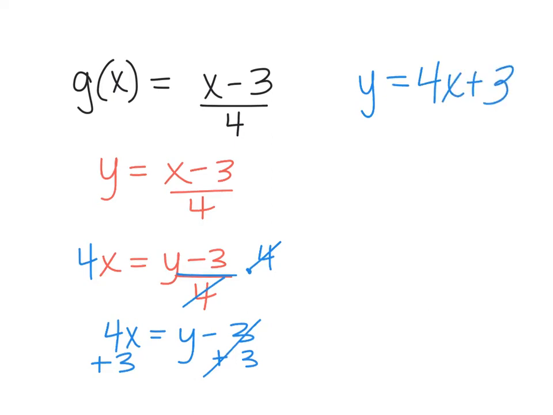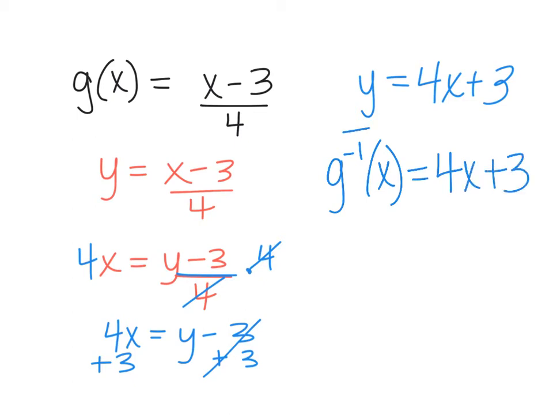Okay, my last step is to write it using inverse notation. So I'm going to write g inverse of x equals 4x plus 3. And there is my answer. Okay, and that's my inverse function. Now, I'm going to show you how you can check to make sure that you did it correctly.